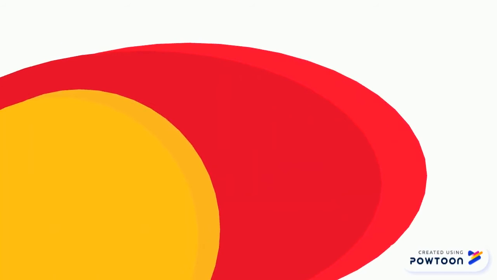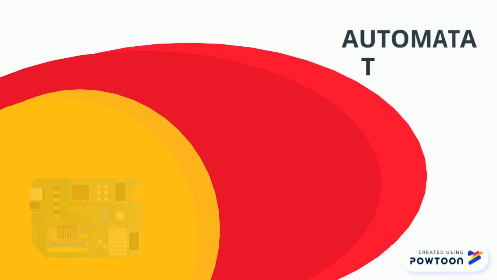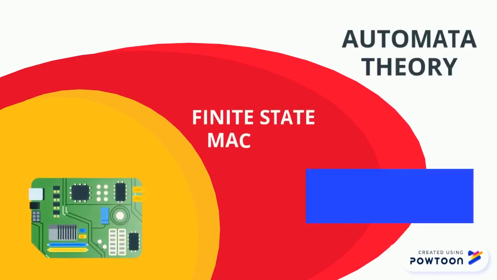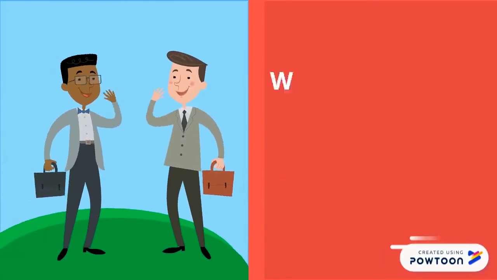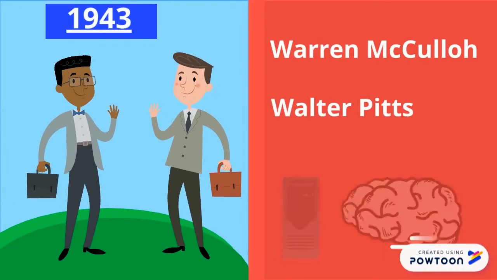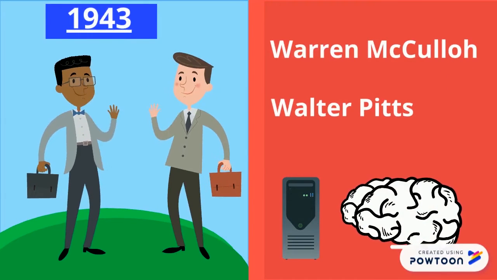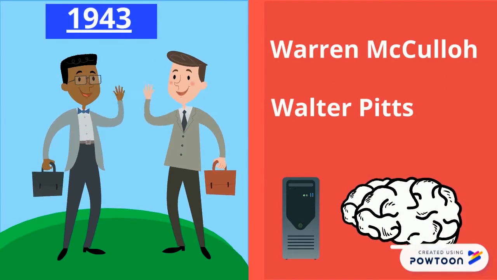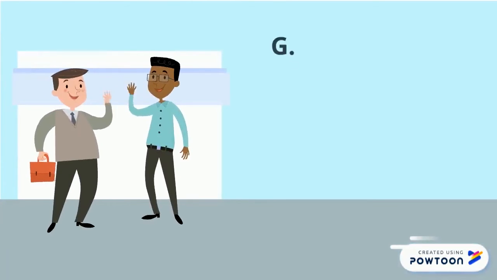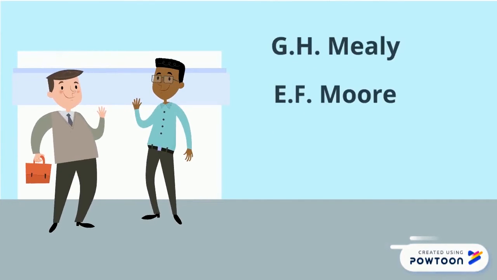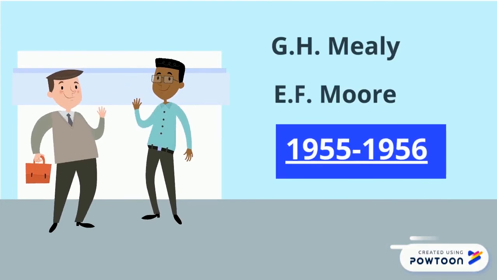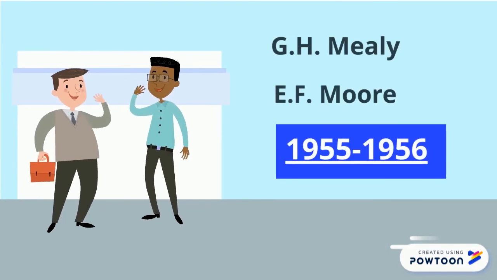The finite state machine is part of the automata theories, where it was first described in 1943 by neurophysiologist Warren McCulloch and logician Walter Pitts. The study was done to model the thought process of humans and computers. Later on, this theory was further researched by computer scientists G.H. Mealy and E.F. Moore between 1955 and 1956, and we still use it to this very day.